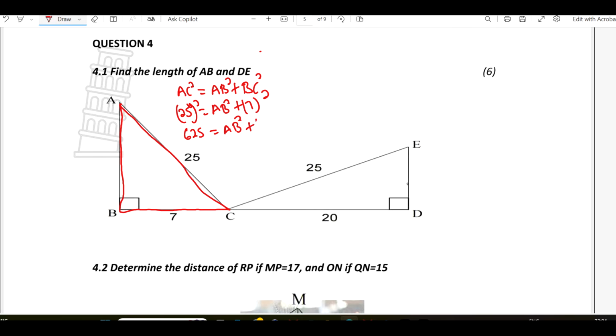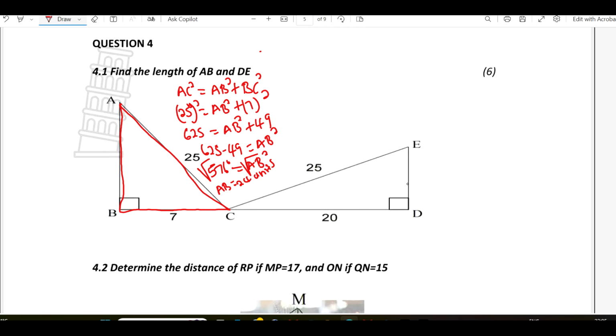equals AB squared plus 49. I'll take this 49 to the other side. 625 minus 49 equals AB squared. 625 minus 49 is going to be 576 equals AB squared. I will take the square root of both sides. Therefore, my AB is going to be 24 units.